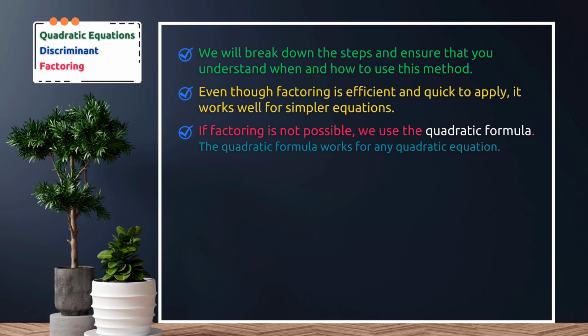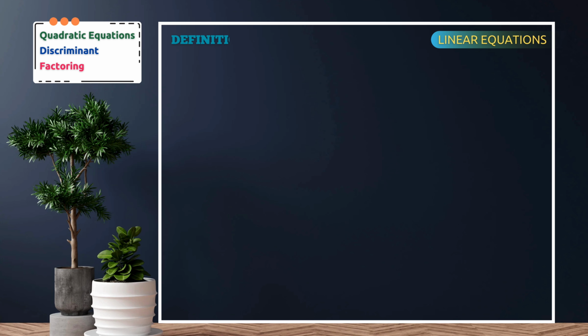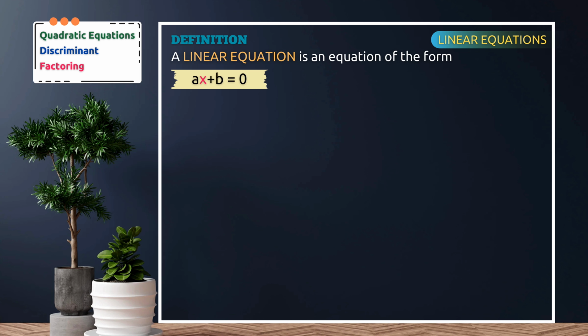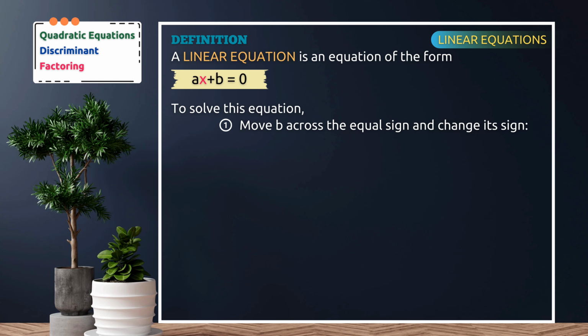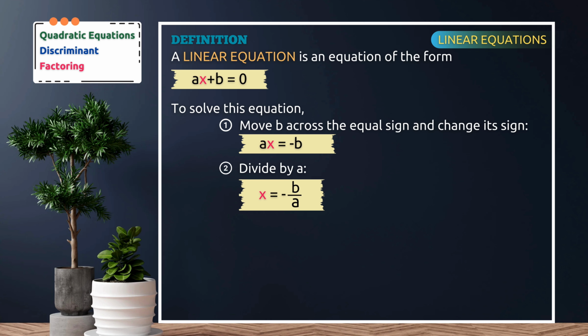To ensure that this tutorial is comprehensive, we briefly discuss how to solve linear equations. A linear equation is an equation of the form ax plus b equals 0. Solving this equation is fairly straightforward. First, move b across the equal sign, changing its sign, and then divide by a to find the value of x. An example is 2x plus 6 equals 0.